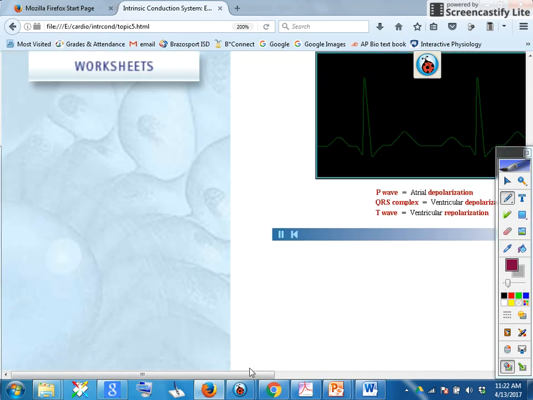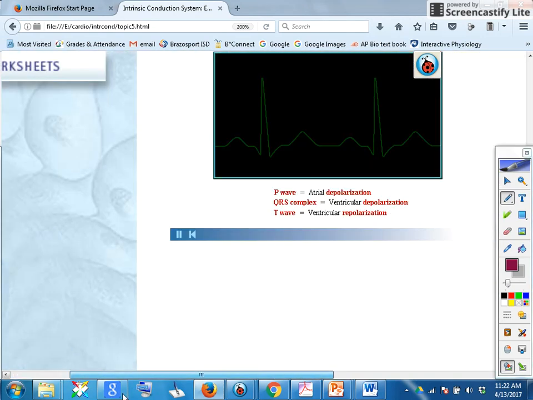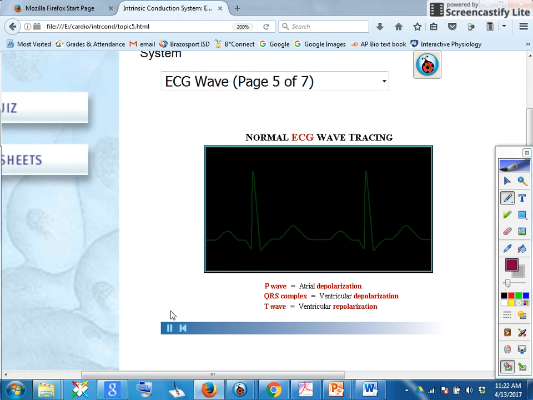In this animation, we see heart electrical activity reflected in an ECG wave tracing. The P wave represents atrial depolarization. The QRS complex represents ventricular depolarization. And the T wave represents ventricular repolarization. Please note that in a normal ECG wave tracing, atrial repolarization is hidden by the QRS complex.